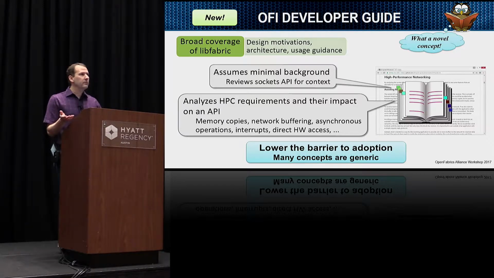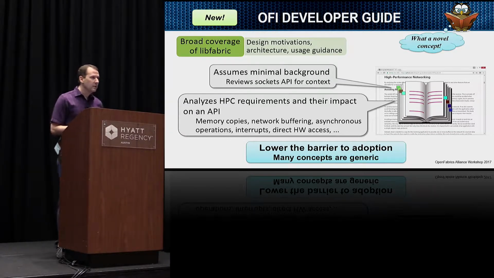Then it talks about the requirements from high performance computing. What does high performance computing want? And how does the sockets API, for example, meet those needs or not meet those needs? We talk about things like memory copies, since the socket API results in memory copies. If we look at asynchronous operations, what does it mean if I say I want to submit a work request and then come back later and check to see when it's done? And how does that impact the API?